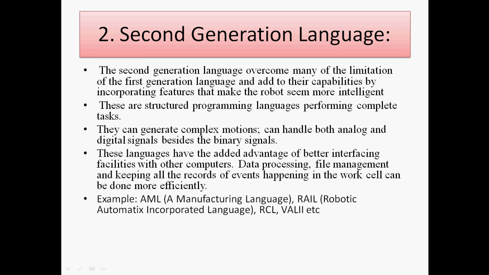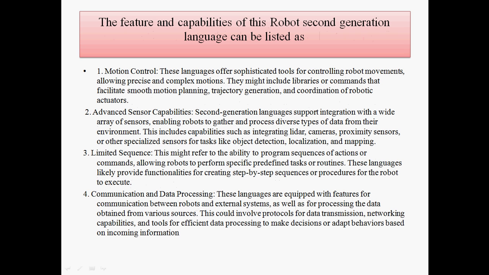An example of this language is a manufacturing language, that is AML, or you can say RAIL, that is Robotic Automation Incorporated Language. Also RCL and VAL 2, etc. That is the second generation language, which overcomes the limitations of the first generation. In this session, we are looking at the features and abilities of the second generation. So what are the new features added in the second generation?